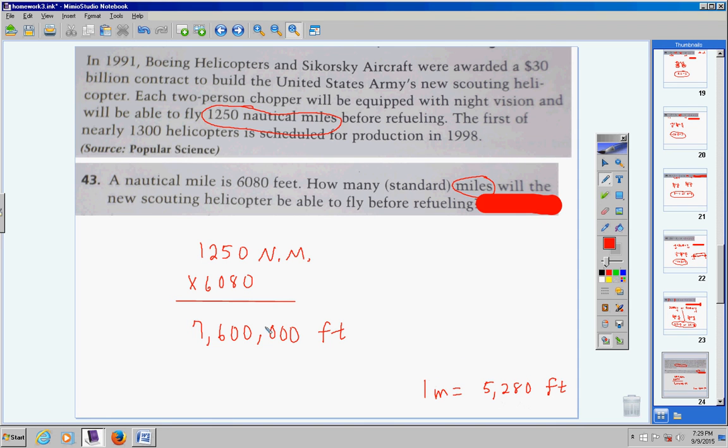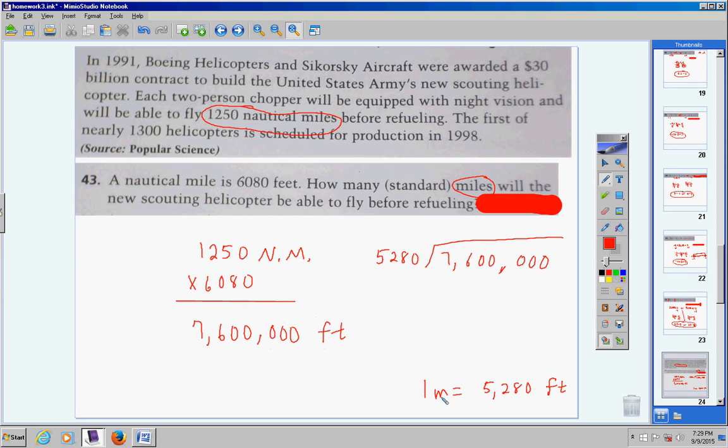Well, I've got this many feet, so let's see how many times 5,280 will go into 7,600,000, okay? And then that will give me how many miles that I have. We're basically converting feet over to miles.